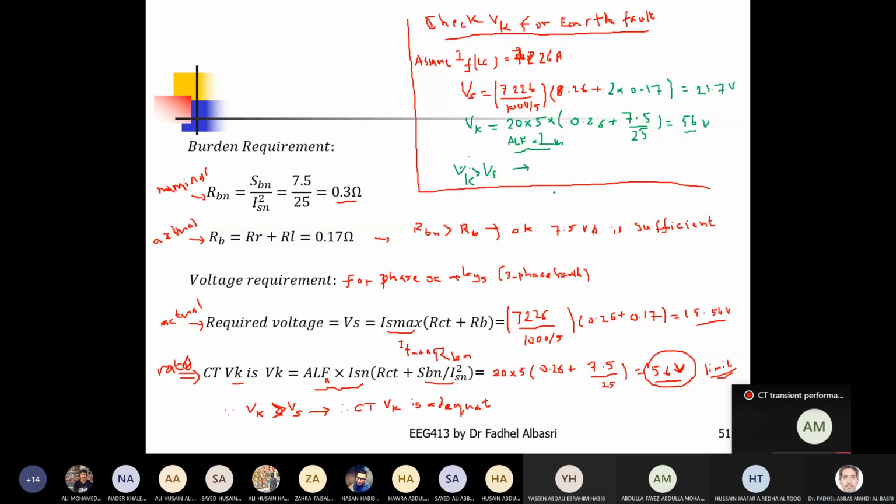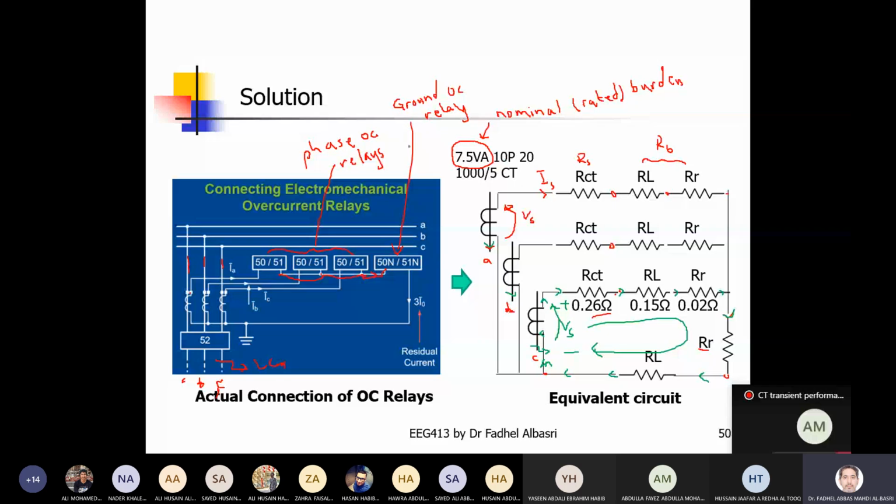So therefore the CT is adequate, or I'll say suitable, for this application. Okay, do you see this example? It's covered. I can also check the IEEE. I can give you the same problem with a C400, this 1000 to 5, and I want to check.